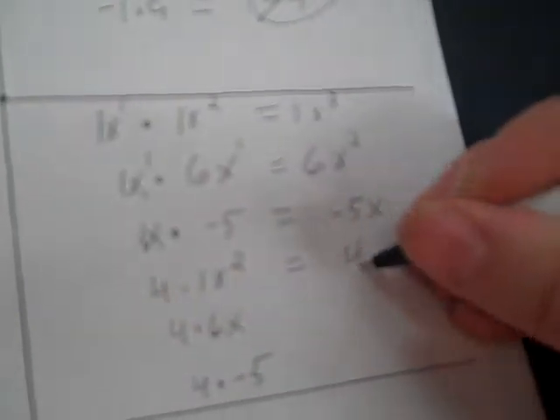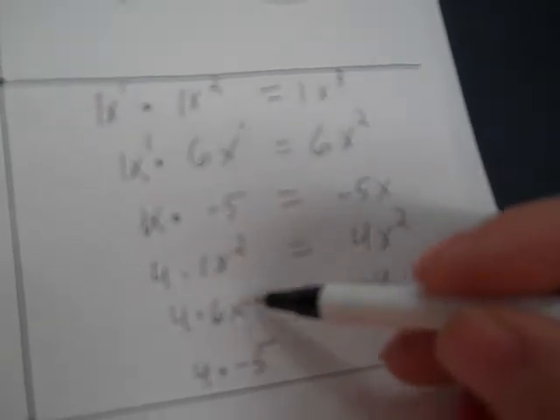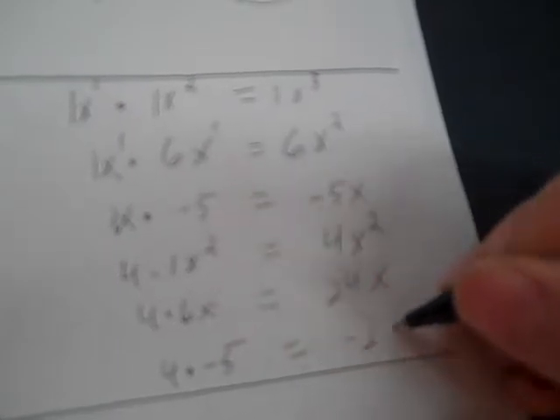4 times 1 is 4, and here's the only x in that product, and it's to the second, so I put x to the second. 4 times 6 is 24, and here's the only x, it's just x. 4 times negative 5 is negative 20. Okay, now that part's done. As soon as I know all those products, I'm done. Now, highest power is x to the third. Okay, so blank x to the third plus blank x to the second plus blank x plus blank.